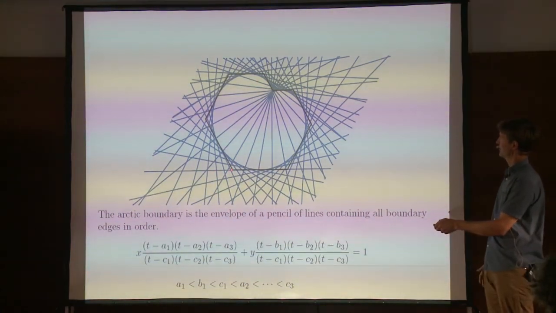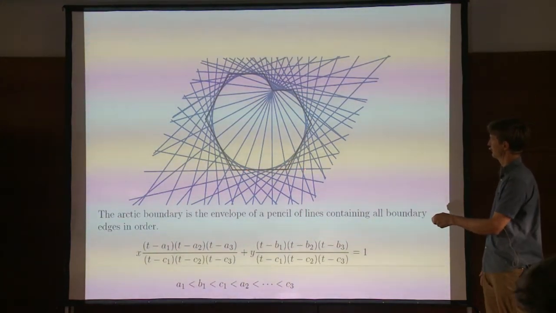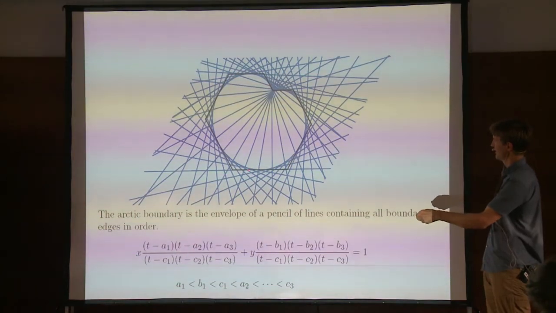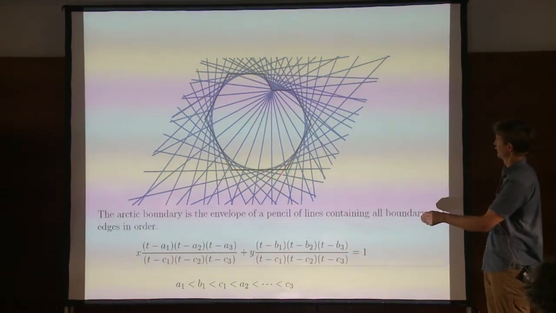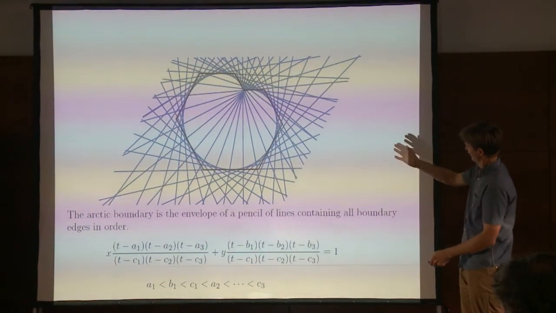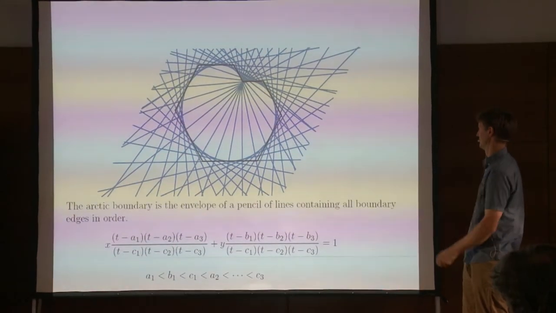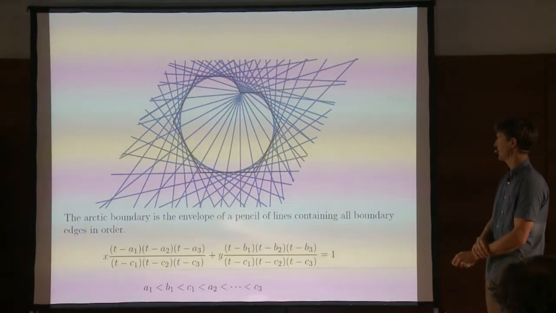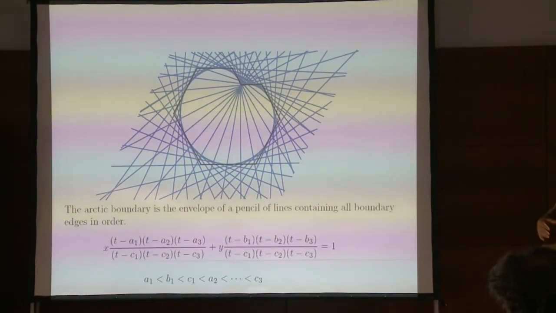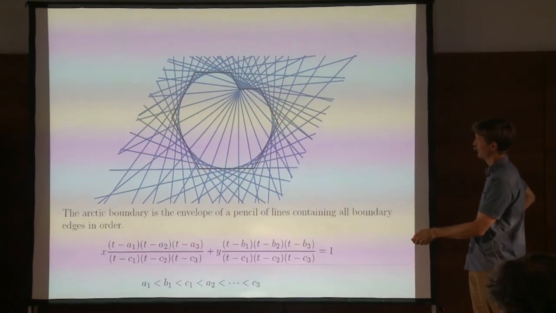Well, you want the simplest family of lines which contains all the boundary lines in order. So for a certain value of t, you get this line. For the next value of t, you get that line. And there are nine lines here, and there are nine variables, and it's not so hard to figure out what the variables are.